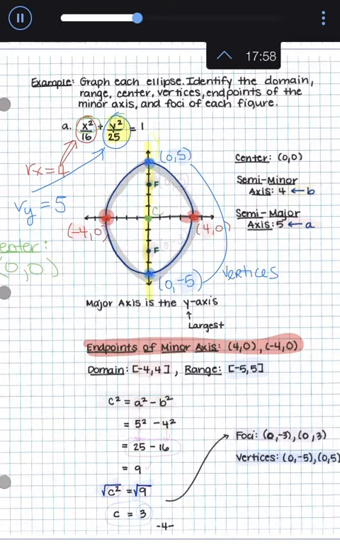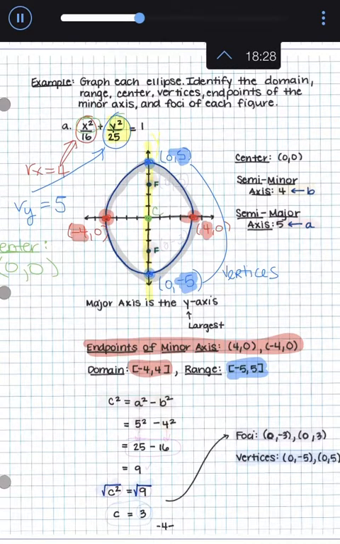And the only other thing they might ask you for is to find the foci. We'll get to that in just a second. They might also ask you for the domain and range. Well, domain, notice, starts at -4 and ends at +4. So that's how they came up with the domain, was looking at the x's. And then looking at the range, it goes from -5 to 5. So that's why we have our range.